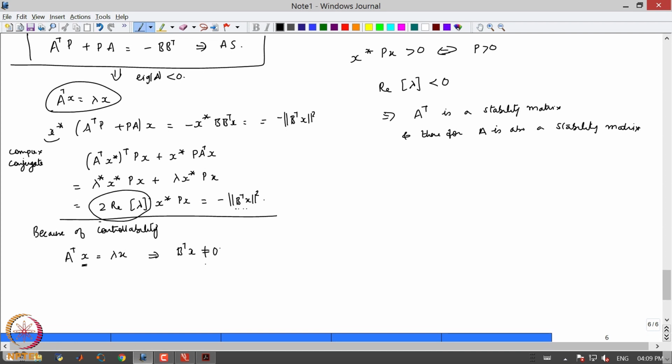So, starting from this, assuming that this expression is true, we followed these steps and made use of the fact that, because the system is controllable, there is no eigenvector of A transpose which is allowed to be in the kernel of B transpose. This led us to conclude that A transpose is a stability matrix, and therefore A is also a stability matrix, and this means exponential stability and also asymptotic stability. So, this concludes the proof of this result.